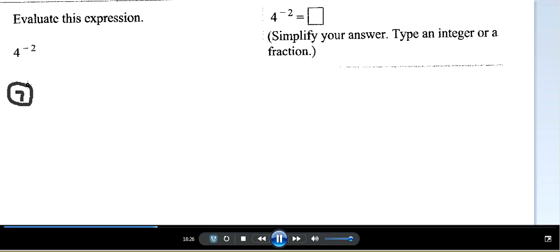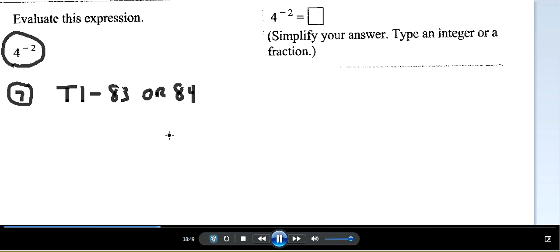Okay, this problem, we're just going to encourage you to use your calculator. By the time I explain the math behind it, we can figure this out. So on your calculator, you're going to type in, this is the TI, I hope you have this, of course, TI 83 or the 84. You're going to punch in 4, and then you're going to look for this little caret on the calculator, and it looks like it's right below the clear button.